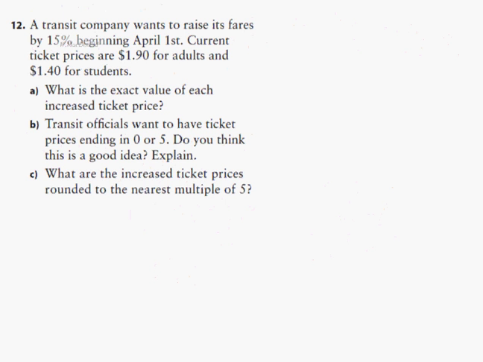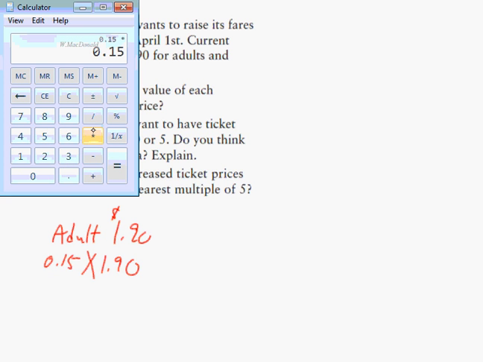Question 12 says a transit company raises its fares by 15% beginning April 1st. The current price is $1.90 for adults and $1.40 for students. What is the exact value of each increased price ticket? How much is the new ticket? So we're going to do the adult first. The original price was $1.90, but I want to increase it by 15%. So 15% of $1.90 will be this calculation in a calculator. So 15% of $1.90 is 28 cents, or since we're going to round it, is approximately a 29-cent increase.